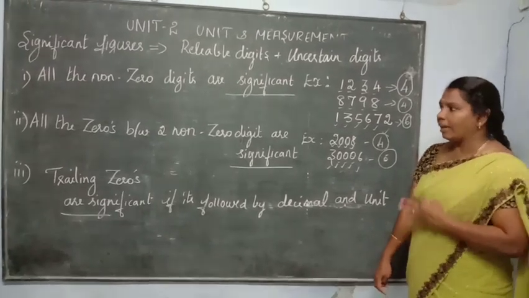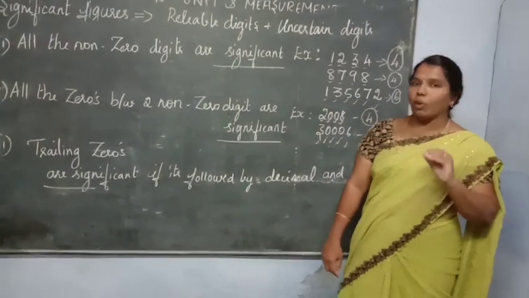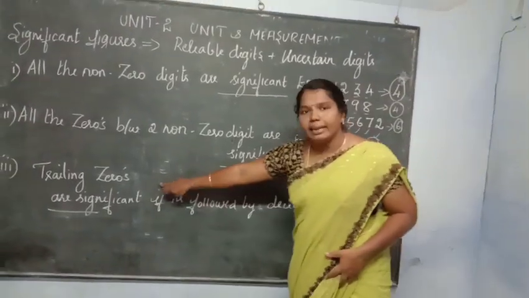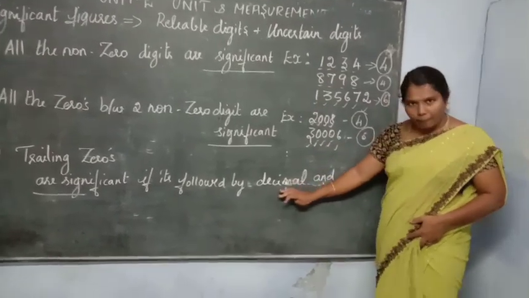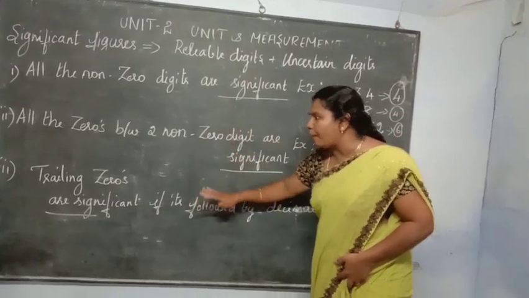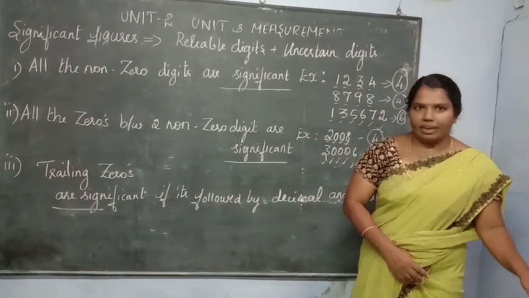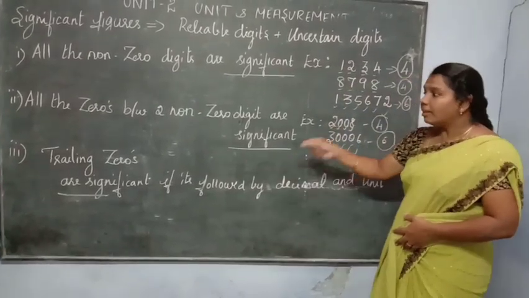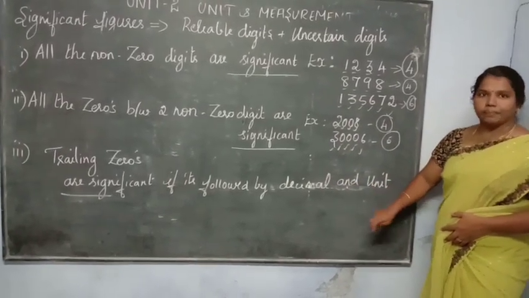And another, the third method, is about the trailing zeros. I already gave some examples for trailing zeros. What are trailing zeros? The zeros that follow after the decimals. That is called trailing zeros. These trailing zeros are significant only if they are followed by the decimal point and also the unit. Then only they are significant. So only in these 3 types are the numbers significant. Apart from that, the numbers are not significant. Now I have to give some examples for trailing zeros, because trailing zeros are significant only if followed by a decimal and unit.